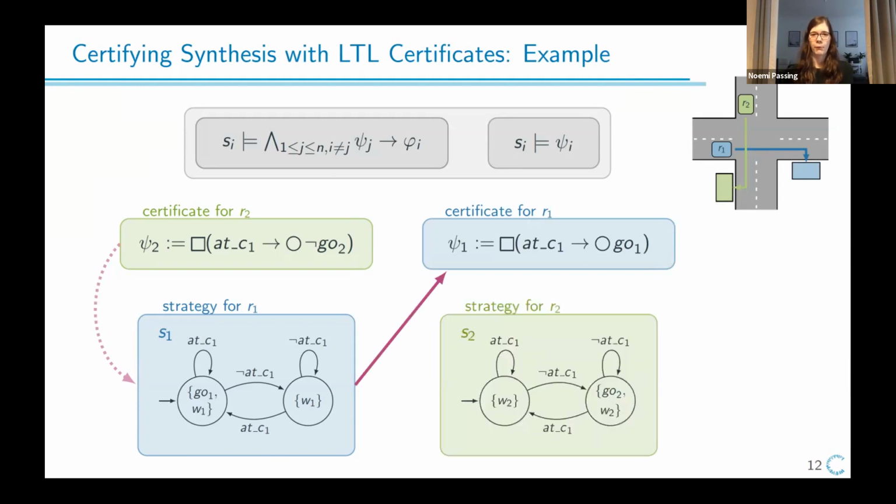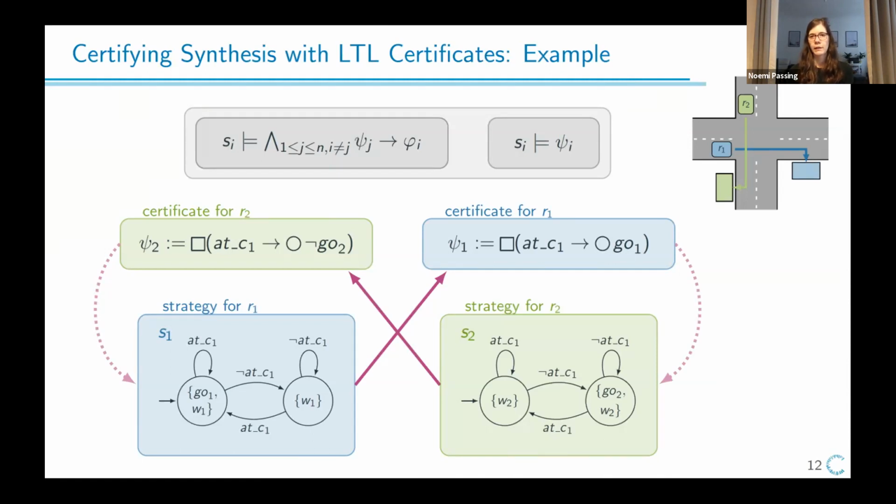Then we can come up with a strategy for R2 that also always emits the warning signal and lets R2 only move forward if R1 is not at the crossing. And then this strategy also satisfies the objective of R2 if R1 sticks to its certificate, as long as we assume that our robots behave realistically in the sense that R1 is not at the crossing directly after crossing it. S2 also satisfies the certificate for R2, and therefore we have found a valid solution of certifying synthesis with LTL certificates.